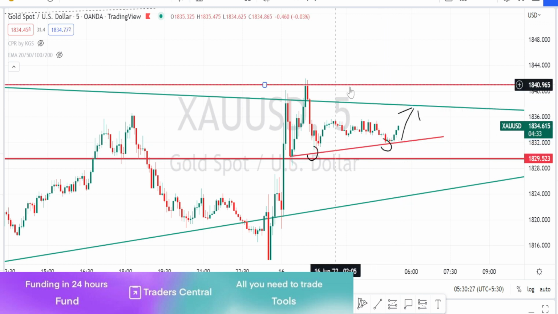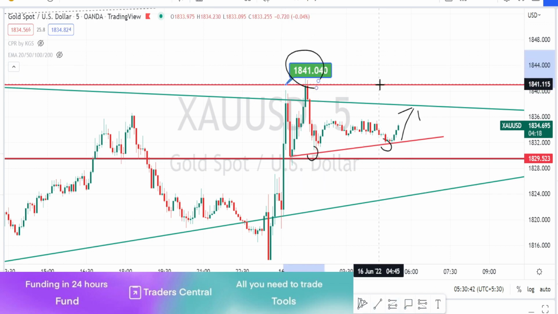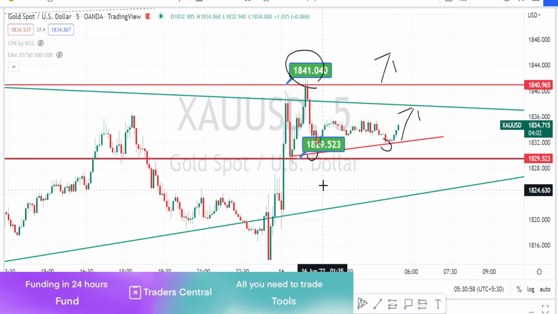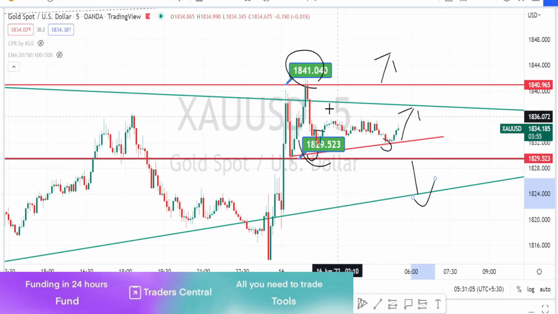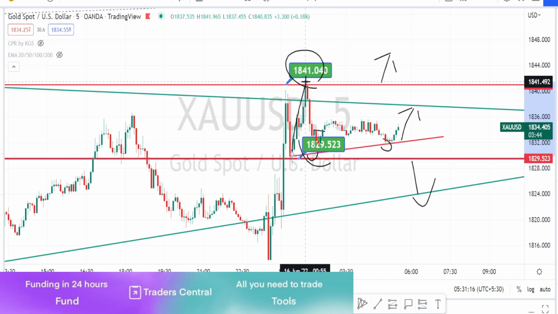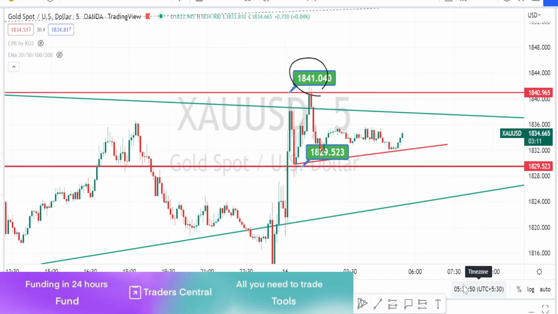Wait for the price action to break the previous high of 1841 in order to take trades on the bullish side, and wait for the price action to break the support level of 1829 in order to take the trades on the bearish side. Currently it is trading between the resistance level of 1841 and 1829 in 5 minutes time frame. Within this we are noticing the price action to trend on the bullish side and to bounce back on the bearish side. Let us mark the support and resistance levels for 5 minutes time frame.